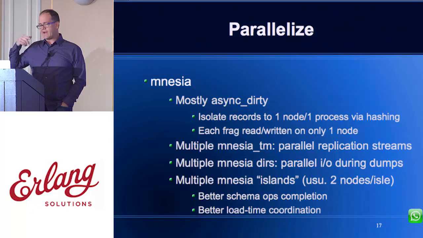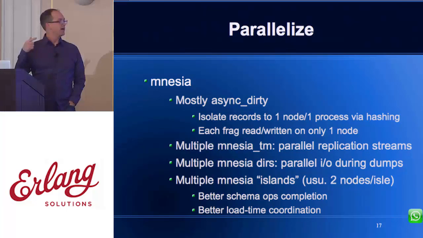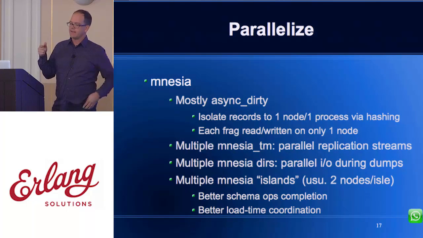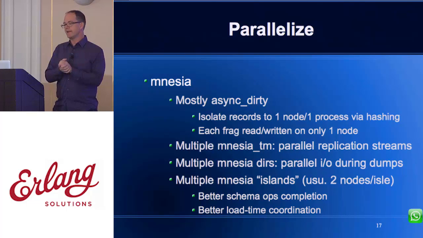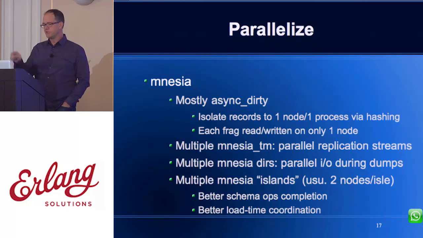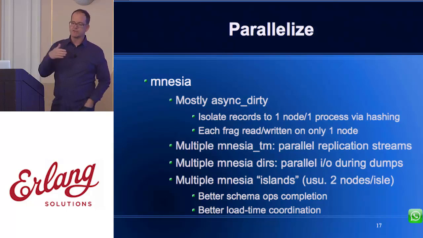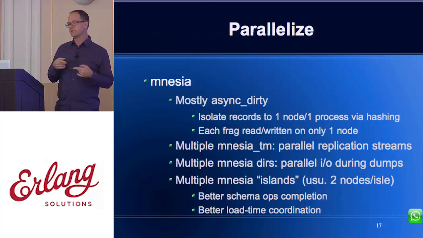Now, at the rate that we're doing writes on Amnesia, doing it async dirty, we have a bottleneck in terms of how much we can push through a replication channel. So, actually, I'm jumping ahead. This is a different one. Same issue, though. If there's a replication stream going between peers, the Amnesia TM becomes a bottleneck in terms of how fast it can update the fragments.